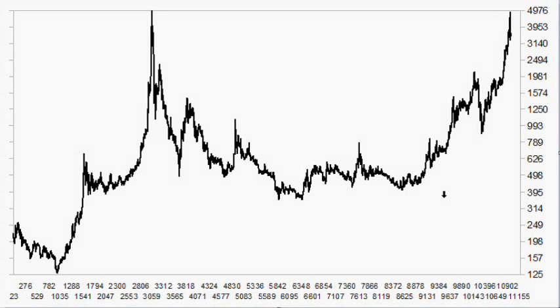Hello, today is the 24th of May 2011, and it is roughly around 20 after 11 New York time. And we'll start with the longer term chart going back over 11,000 days. That's what the numbers on the bottom of the screen emphasize.